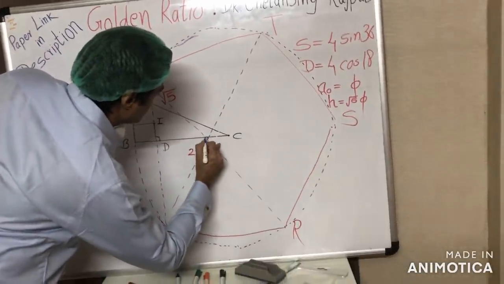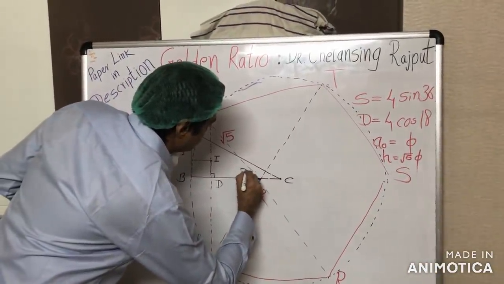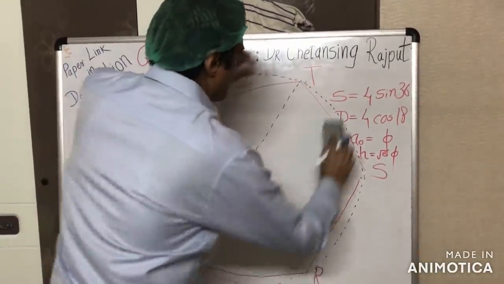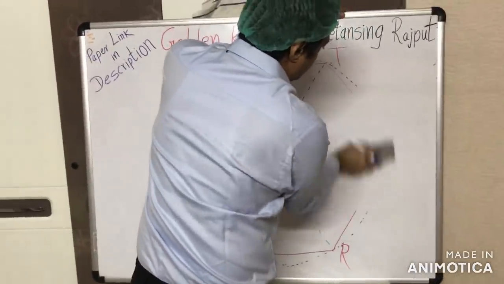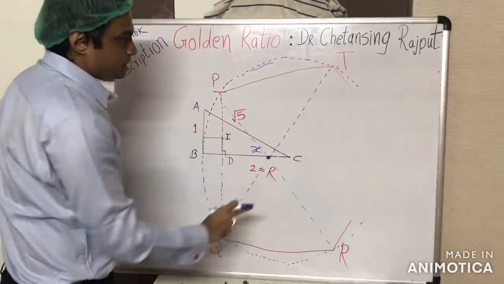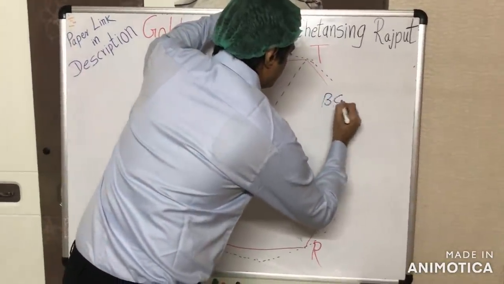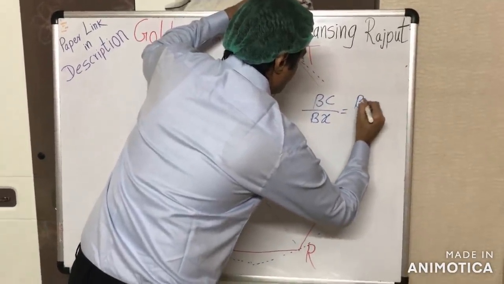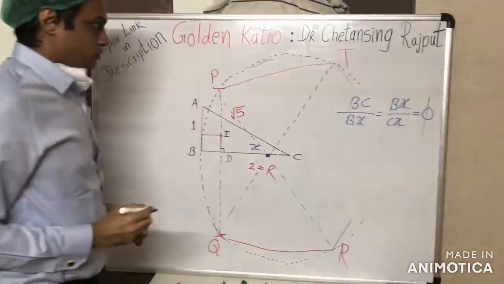These two diagonals intercept the circumradius BC at point X. Okay, and I would like to mention this point X where the diagonals of the regular pentagon intercept the circumradius. This point X cuts the circumradius in the golden ratio. In other words, BC upon BX is equal to BX upon CX, and that precisely equals the golden ratio.